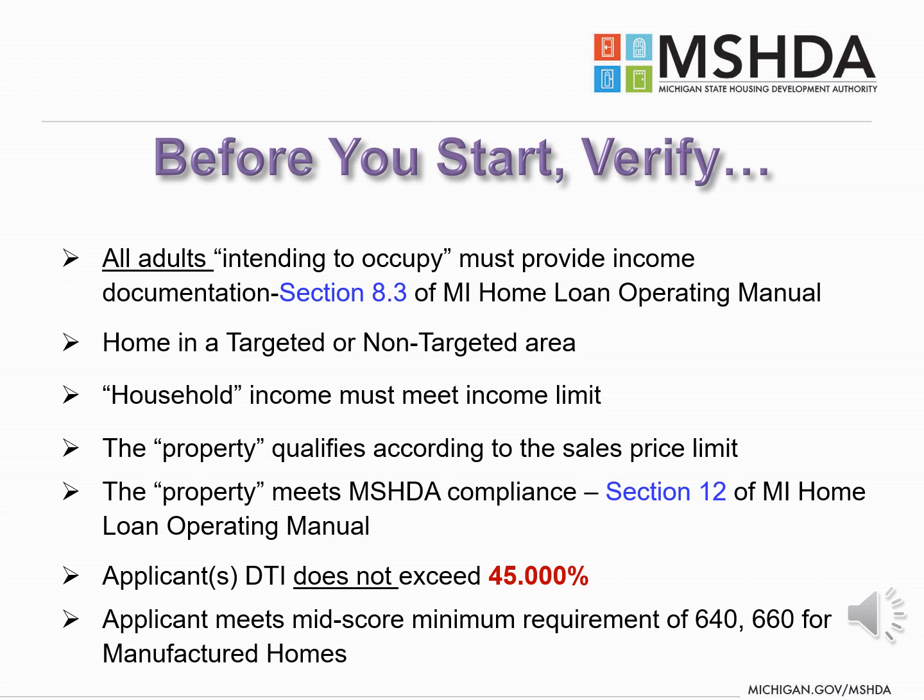Verify the applicant's DTI does not exceed 45%, and verify the applicant meets the mid-score minimum requirement of 640, or 660 for a manufactured home.